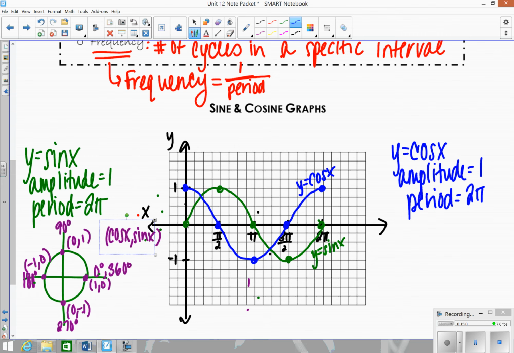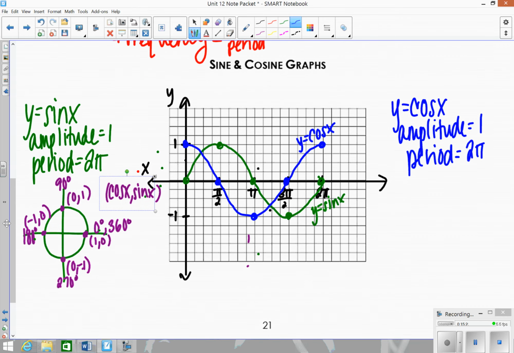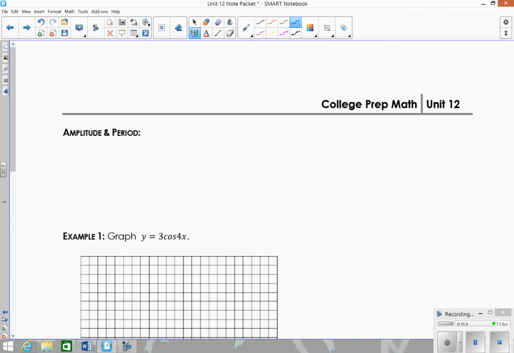The range, though, is going to depend on whatever the amplitude is. So in this case, the standard cosine and sine functions have amplitudes of 1. So the maximums are going to be 1. The minimums are going to be -1, which tells me my range for both is between -1 and 1. So let's look at some other forms of sine and cosine so that you can see how different numbers in here change the amplitude and the period. So the next thing here is looking at a little bit more detail with amplitude and period.